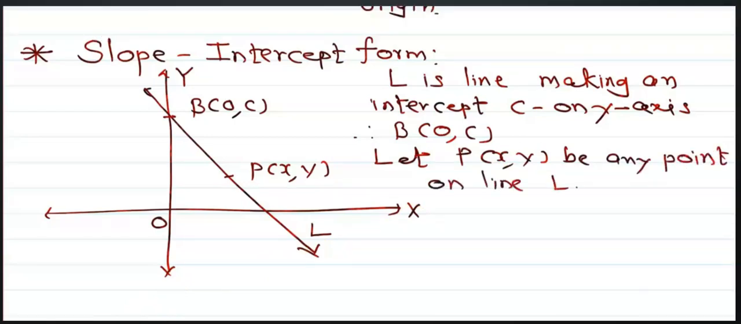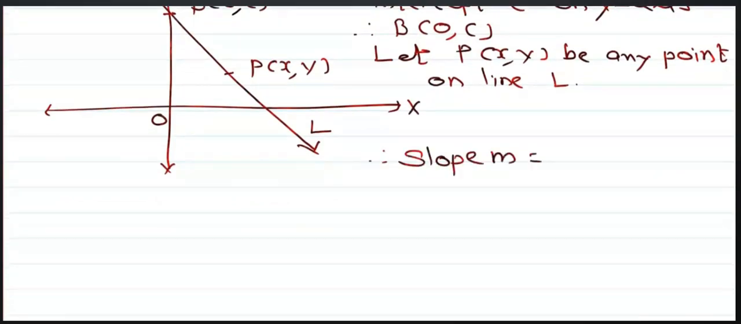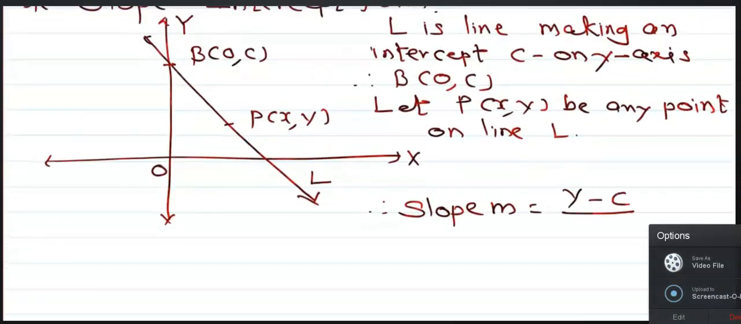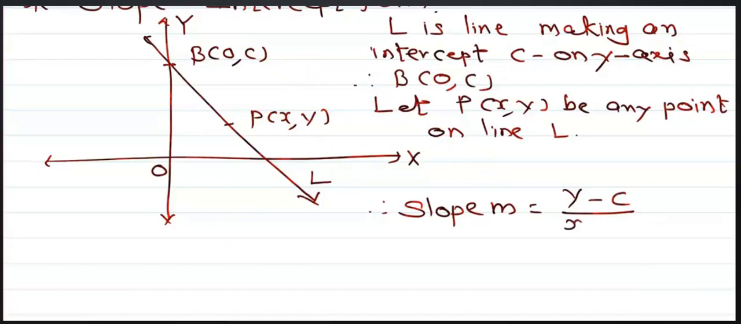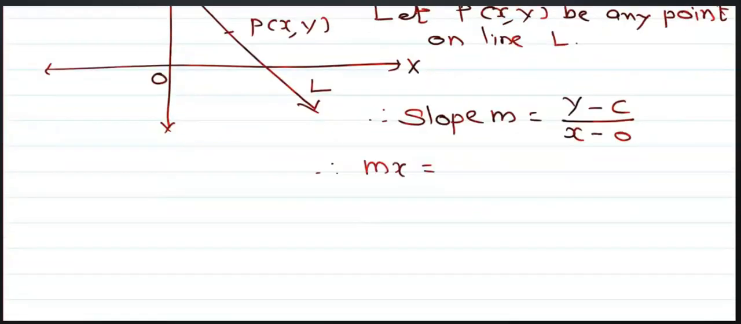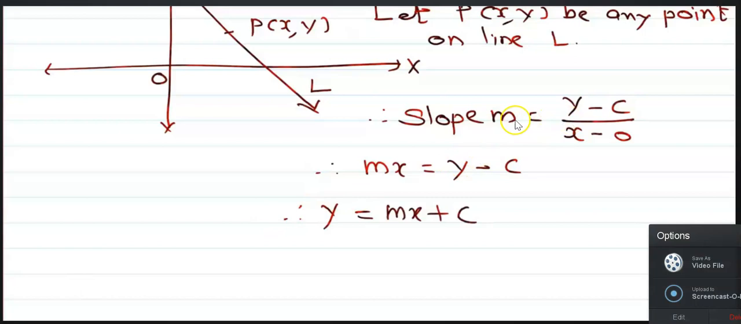And that's a very important property. If we take any 2 points of that line, we can find the slope of the line. What is the definition of the slope? The difference of y coordinates upon difference of x coordinates. That is, y minus c upon x minus 0. And that's why m is equal to y minus c upon x minus 0.